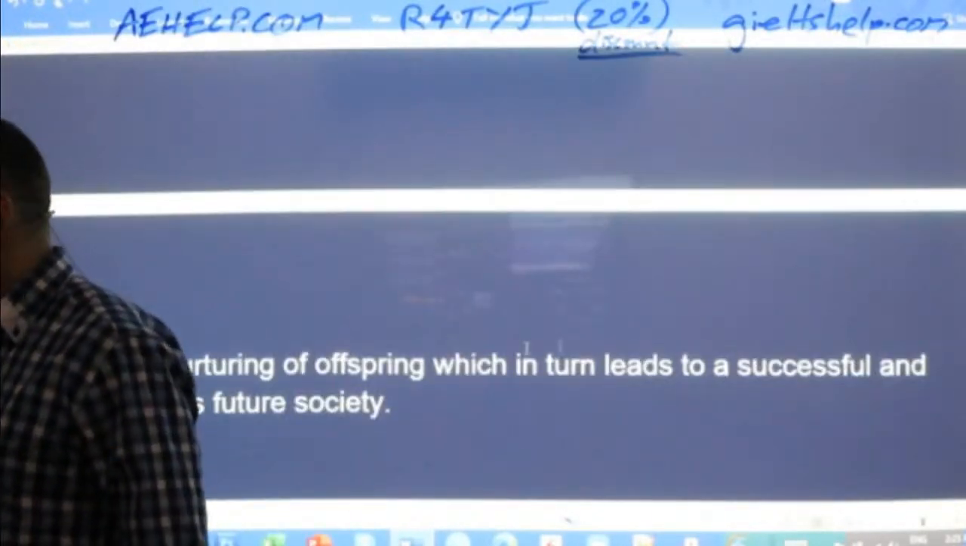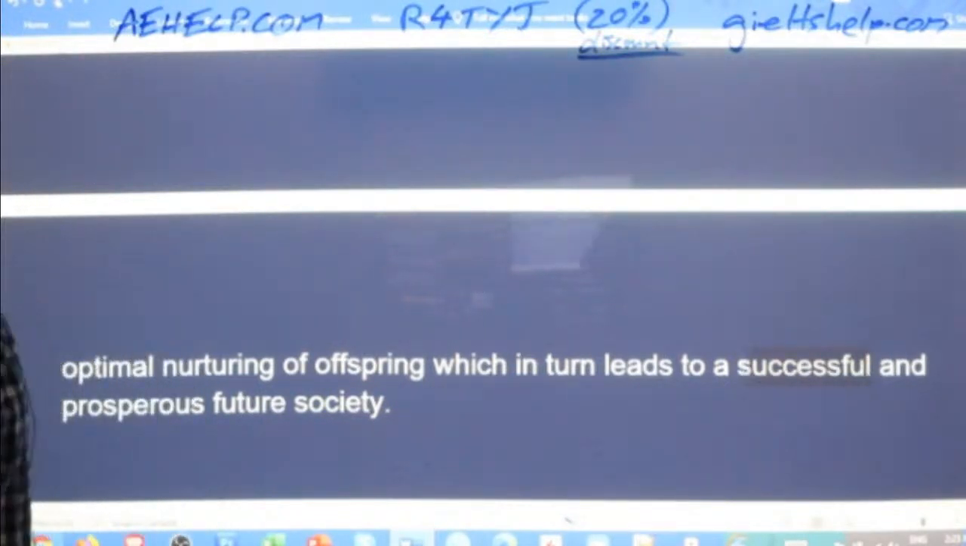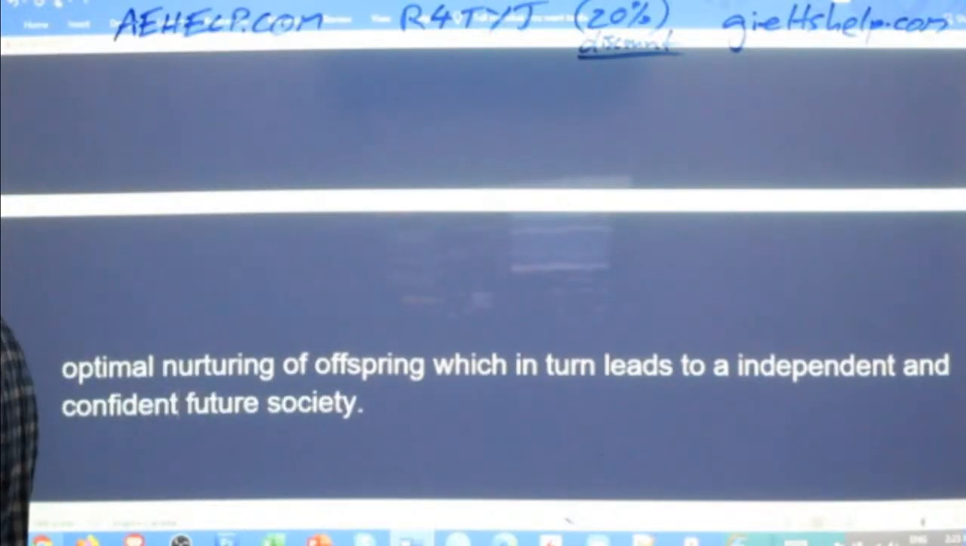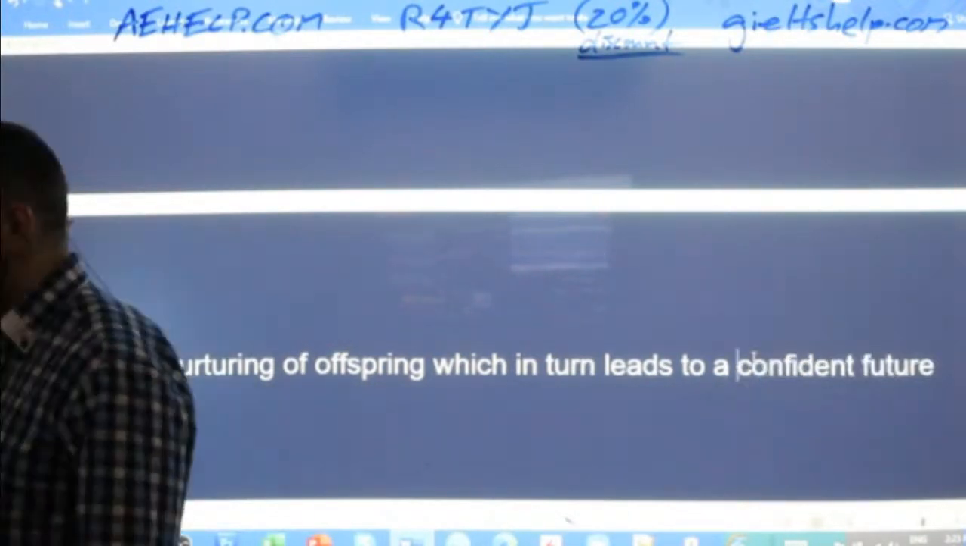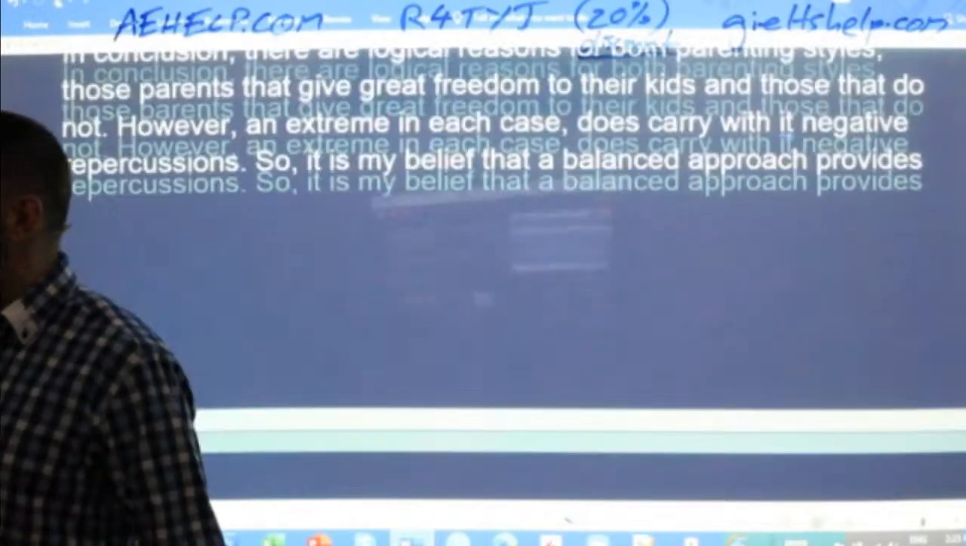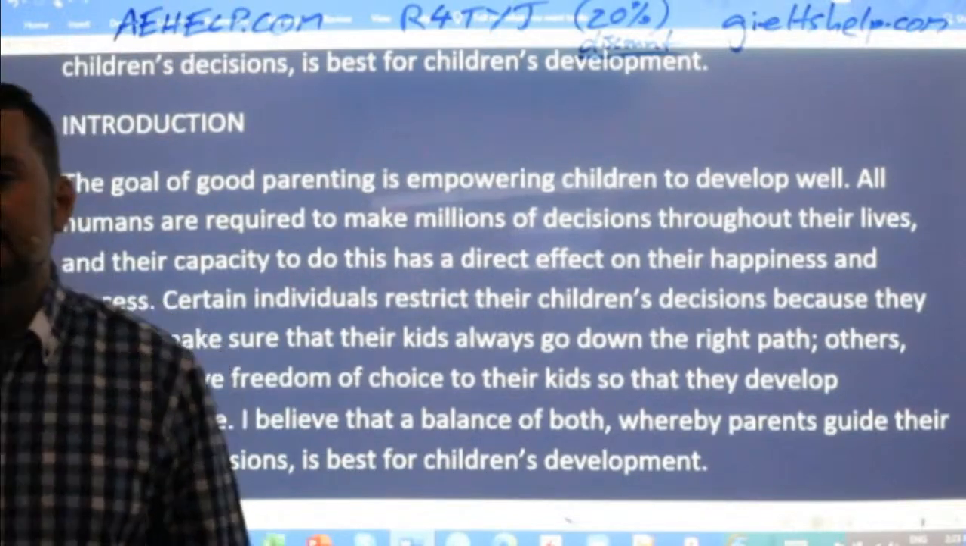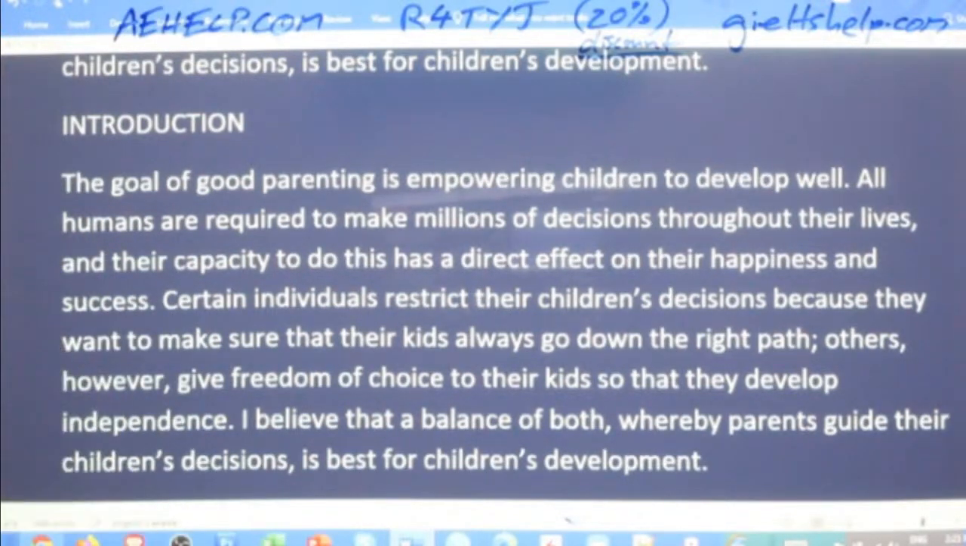Okay, and I didn't really say successful too much in the essay, so I'm going to replace successful with independent and confident. And I'm just going to take out this independent altogether, make it more concise to a confident future society. Okay, so now I'm just going to read the essay from the top. Okay, it's roughly about 300 words if I take out all of the unnecessary.